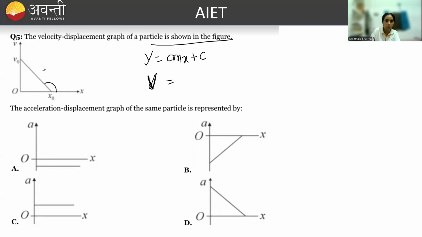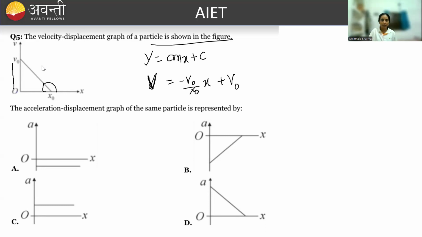Slope here will be equal to how much? Slope is y by x, that is tan theta. Here if you calculate this, this is v naught by x naught, and the slope is negative because it is making an obtuse angle with the positive direction of the x axis. So minus v naught by x naught times x, and the y intercept is v naught, plus v.